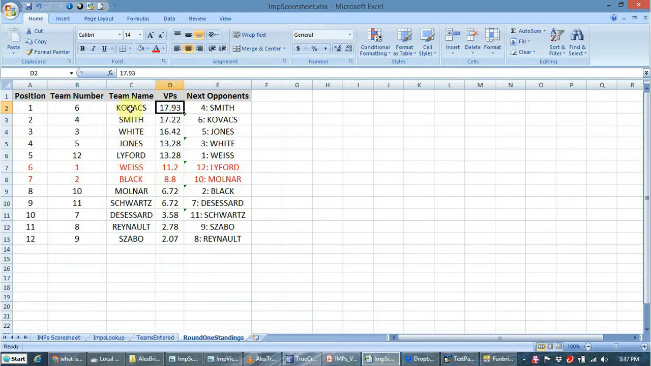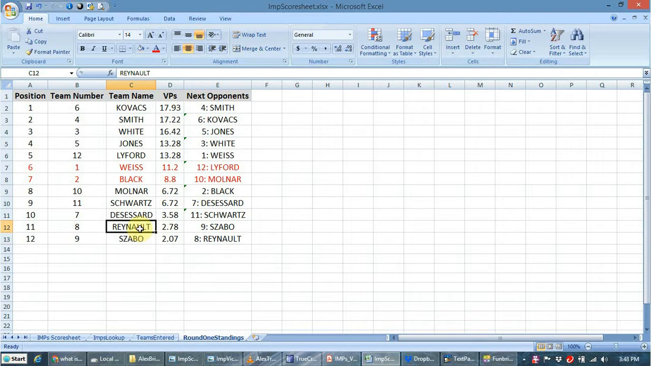So the next match will be the 2 leaders. Smith will play Kovacs. Kovacs will play Smith. White will play Jones. Lyford will play Vice. Black, that's us. We're playing Molnar in the next match because they're the team nearest to us. Schwartz will play Dessessard. And the 2 teams that had the biggest losses will play each other.